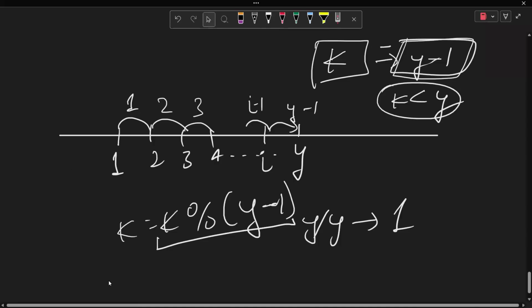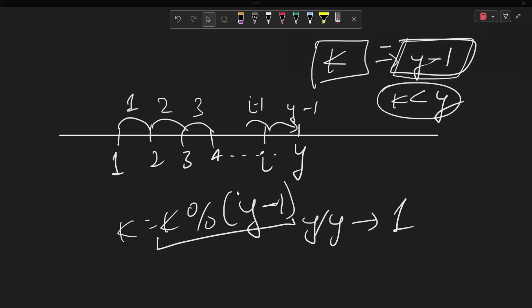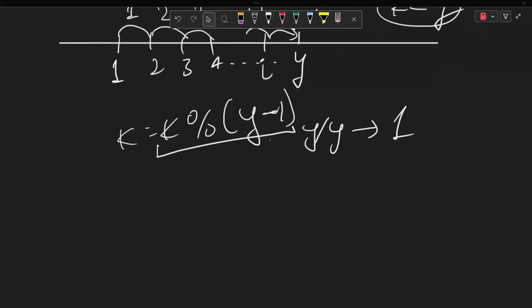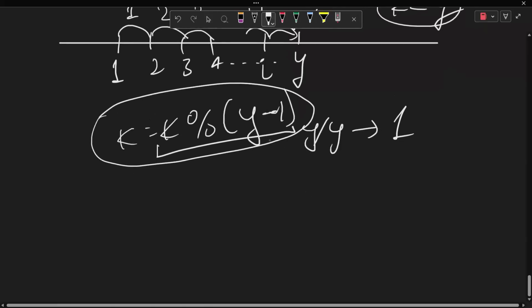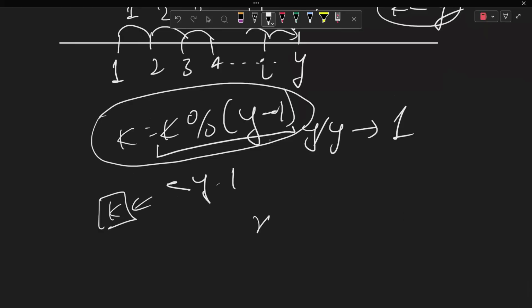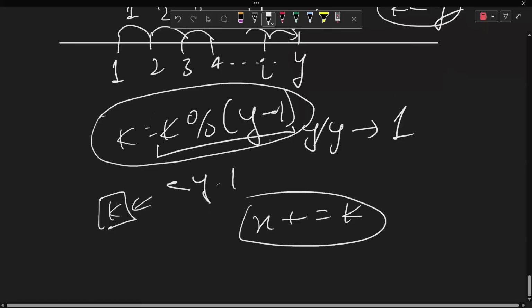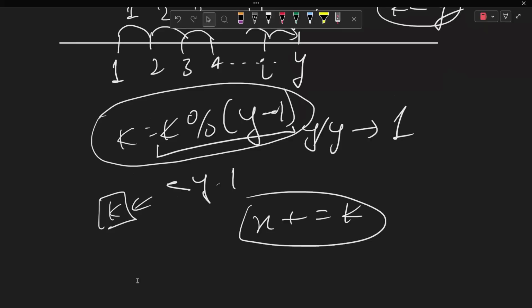Is this clear? Whoever was asking this doubt. Okay, clear. So we can just do k modulo equal to y minus 1, and whatever k we are left with is less than y minus 1. So now we would just do x plus equal to k. So x would increase by those many steps, and that would be our final value. Okay, so I hope the logic is clear now. We can move to the code.